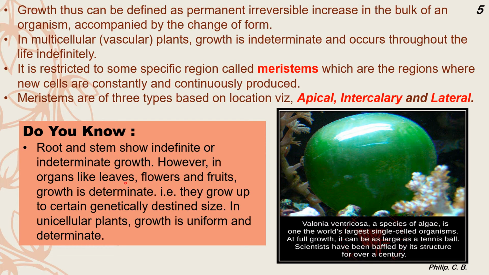Further, do you know roots and stem show indefinite or indeterminate growth as we just read. However, in organs like leaf, flower and fruit, growth is determinate. That is, they grow up to a certain genetically destined size. So as we know, the growth is indefinite or indeterminate in plants, but in case of leaf, flower and fruit, it is definite, and based on the type of plant or genetic composition of the plant, the size may remain constant according to the plant or the species. Further, in unicellular plants, growth is uniform and determinate. Now what we spoke about is multicellular, but in unicellular, growth is always determinate and uniform.